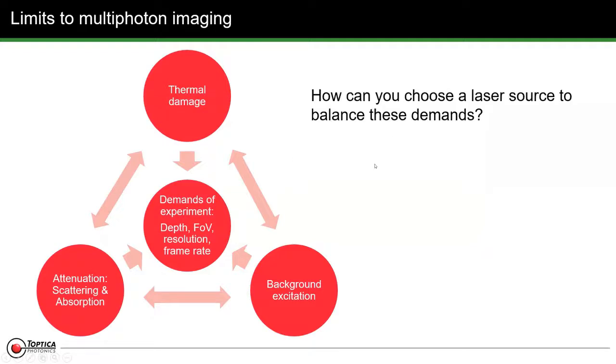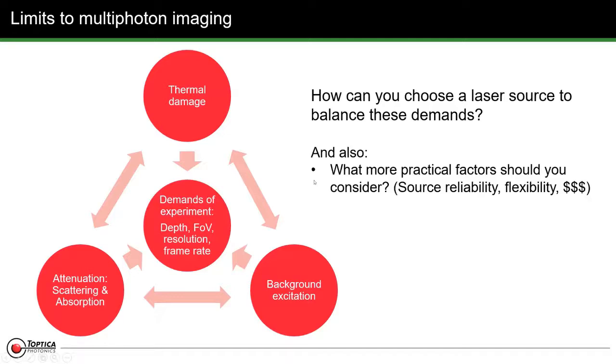So the question is, how does your choice of laser impact all of these things, and how does that relate to the experiment? So I'll talk about that. I also want to mention maybe some other practical considerations when you're choosing your laser, based on the tension between reliability and flexibility of the source. And of course, always important is the tension between both of those and how much the laser costs as well.